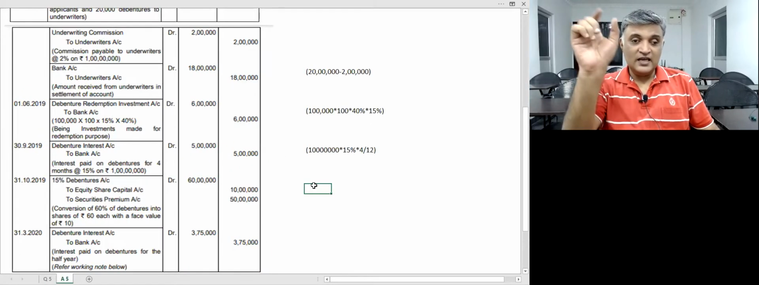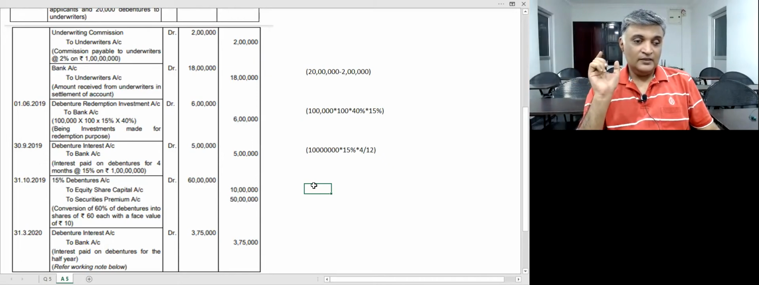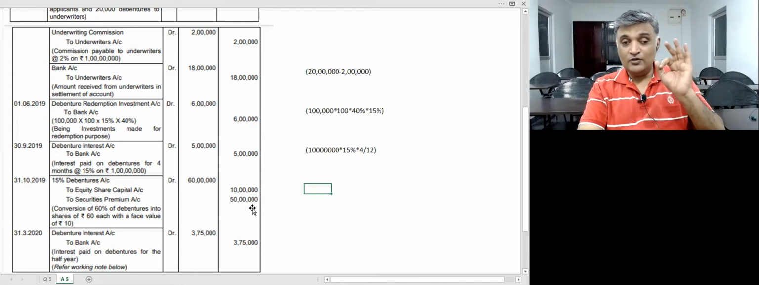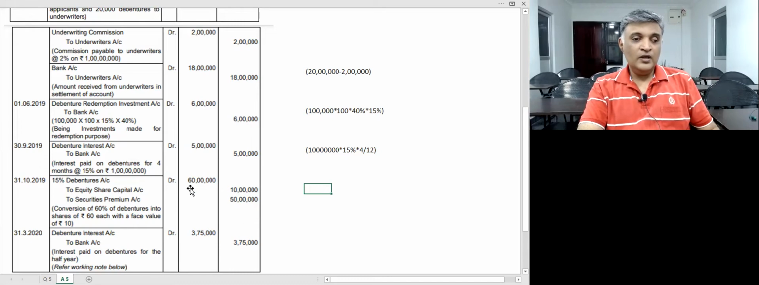So if I say 60 lakhs by 60, that is the total value. That will give me the number of shares, which is 1 lakh shares. 60 lakhs is the total value of debentures. If I divide that by the value of a share, which is 60, that will give me 1 lakh shares. Now 1 lakh shares into 10 will give me the capital portion, and 1 lakh shares into 50 will give me the security premium. Remember, face value is 10, the issue price is 60, so 50 rupees is premium. So 1 lakh shares into 50 will give me 50 lakhs, and 1 lakh shares into 10 will give me 10 lakhs.